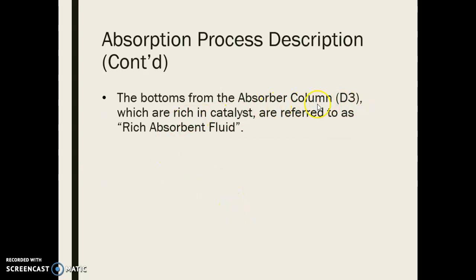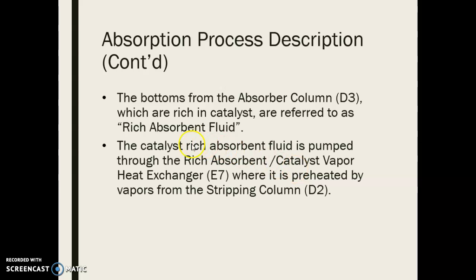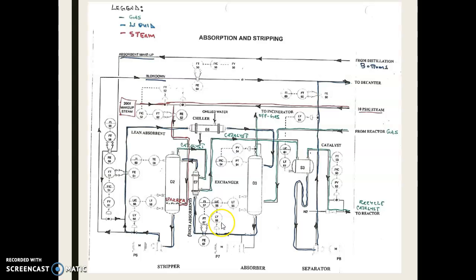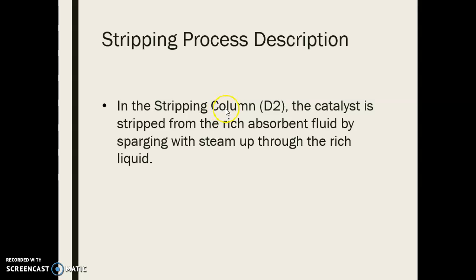The bottoms of the absorber column, D3, which are rich in the catalyst, are referred to as rich absorbent fluid. So these will be in some of your self-study questions. The catalyst-rich absorbent is pumped through the rich absorbent catalyst vapor heat exchanger, E7. It is preheated by the vapors for a stripping column. This preheated flow then goes to the top of the stripper column, and the stripping occurs there. Again, just showing you more here. We're talking about this D2 here. In D2, the stripping column, the catalyst is stripped from the rich absorbent fluid with the sparging steam.